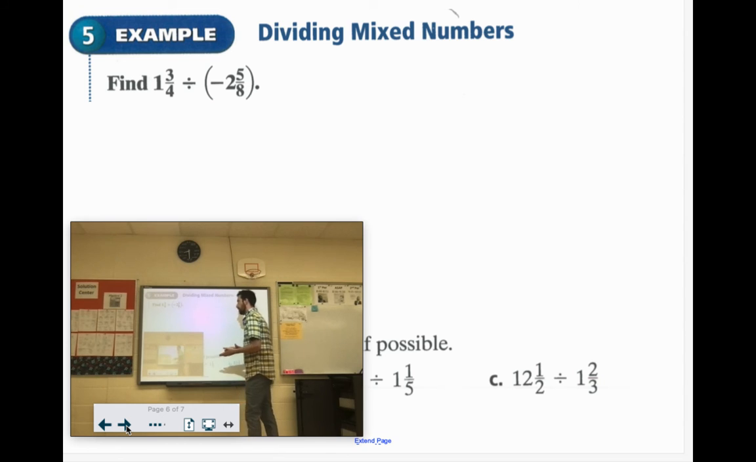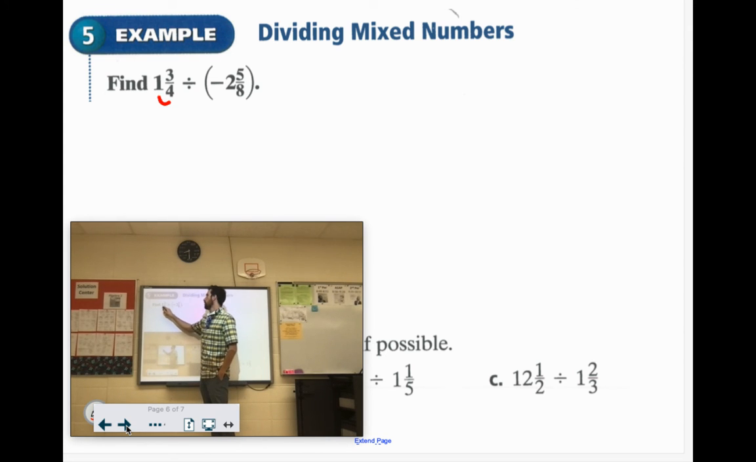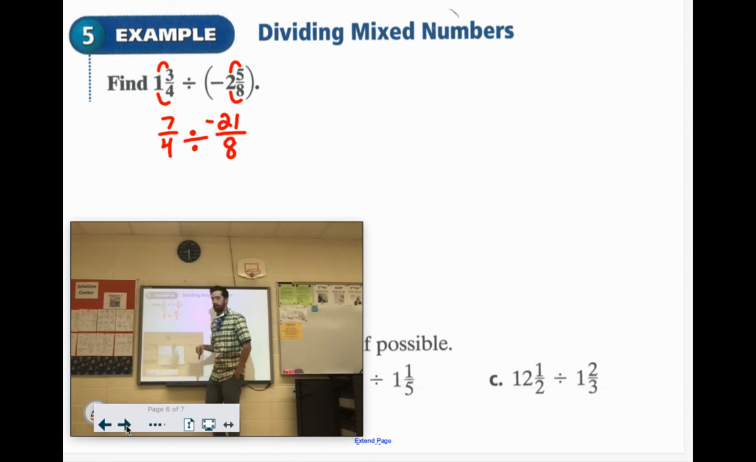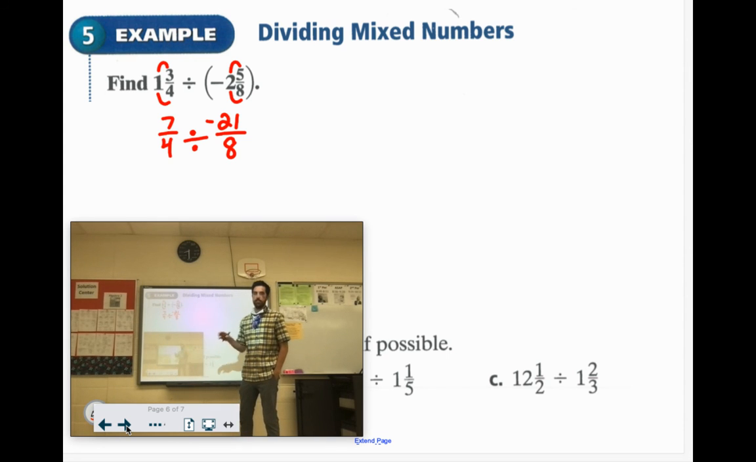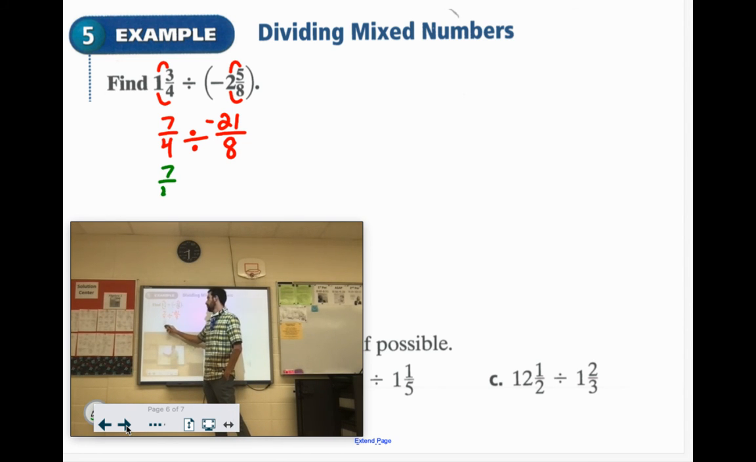Division of mixed numbers. So 1 3/4 divided by -2 and 5/8. 1 3/4. 4 times 1 is 4, plus 3 is 7. 8 times 2 is 16, plus 5 is 21. Sorry, I shouldn't have changed it to multiplication yet. First, turn it into an improper fraction. And then we're going to do the keep, change, flip. So keep 7/4, change it to multiplication, flip this over.